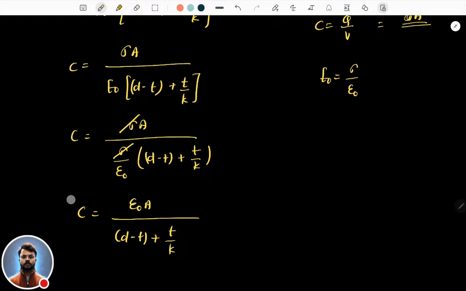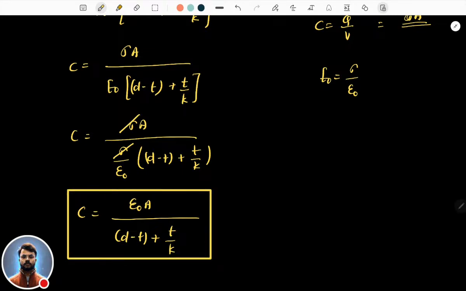All right, so here we can see that in this case the net capacitance is increasing also. So in both cases, whether you place a dielectric slab or a conducting slab, the net capacitance of the capacitor will increase.